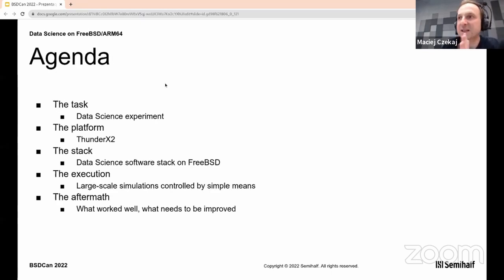So the agenda is that I'm going to shortly introduce the experiment that I was doing, then describe the platform that I chose, and describe the data science stack that I was using, and then I'm going to talk about the execution, what worked well, what could have been improved, and the overall conclusion. So how can we use it for data science? What are the challenges?